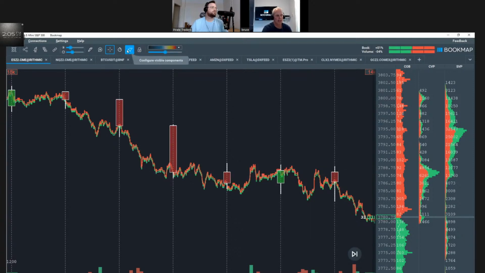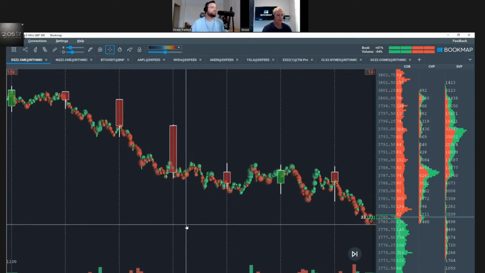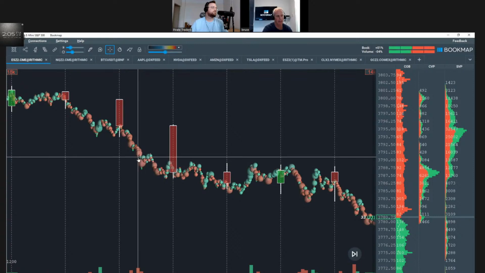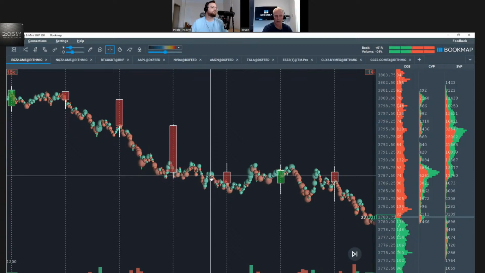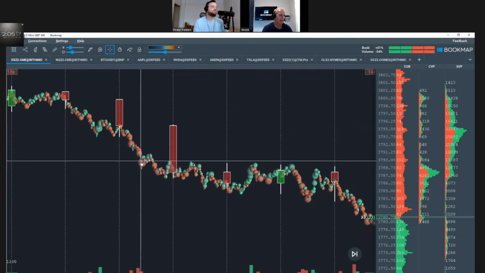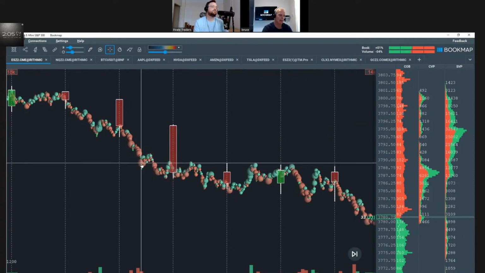Now, the second element on the Bookmap chart is simply volume dots. Where are the aggressors' transactions taking place? Market buy and market sell orders. Red dots are market sell, green dots are market buy. The aggressors move the market, and they take liquidity from the best bid and offer. The bigger the dot, the more traded.